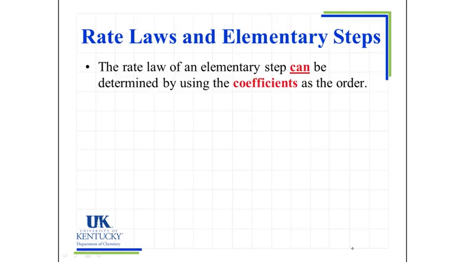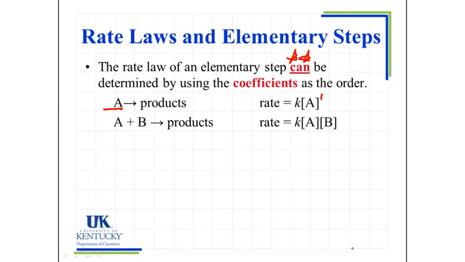Now, when you look at elementary steps and you want to come up with the rate laws of those elementary steps, you actually can, and I will put a star by that, use the coefficients to determine the orders of those elementary steps. Now, this you couldn't do for an overall reaction, but you can for an elementary step. So if this were an elementary step and we see a 1 coefficient for the reactant A, we can raise it to the first power here. And you know that we don't write the first power down.